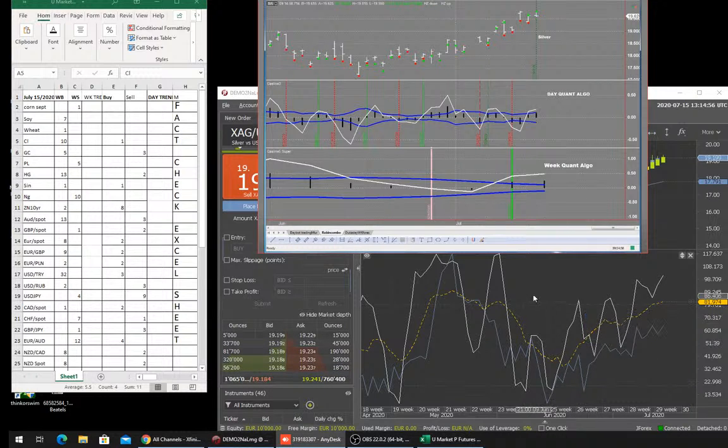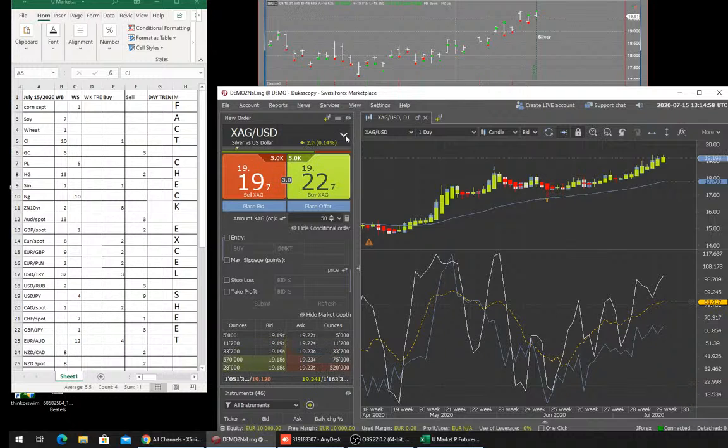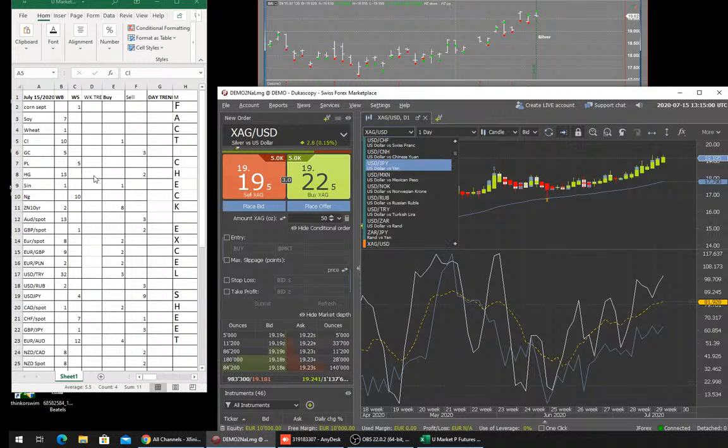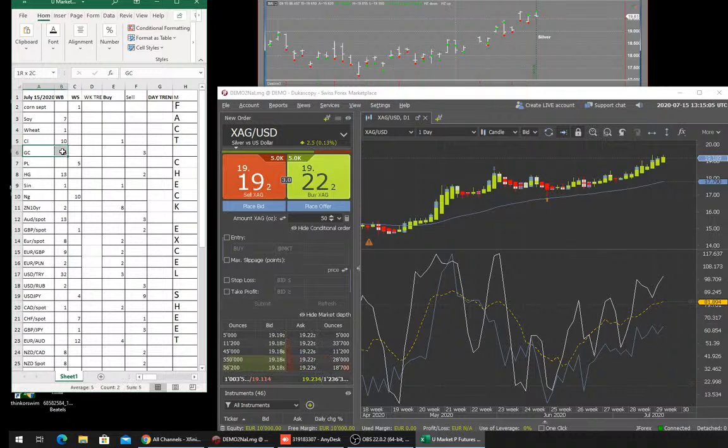All right. Where do we go from here? Let's take a look at gold. And that is line 6 right there. 5 weeks in a buy, 3 days in a sell. Maybe it was gold. I don't know how the Japanese yen had a 3 in a buy. Now let's take a look at it here.